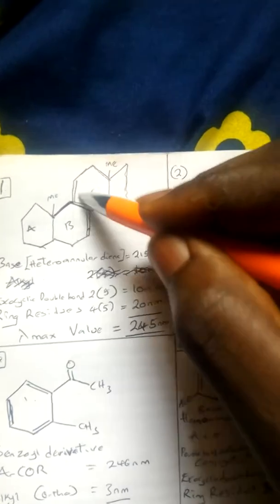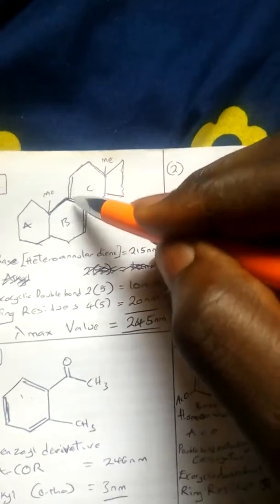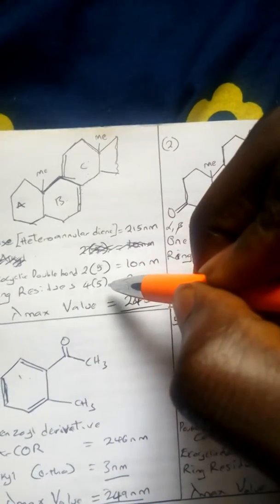Then if you look at this double bond here too, the double bond here is exocyclic to B because it's connected to B and at the same time is outside B. So that is another exocyclic double bond. So therefore we have what? Two exocyclic double bonds.